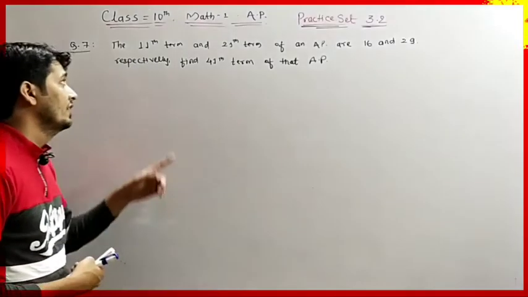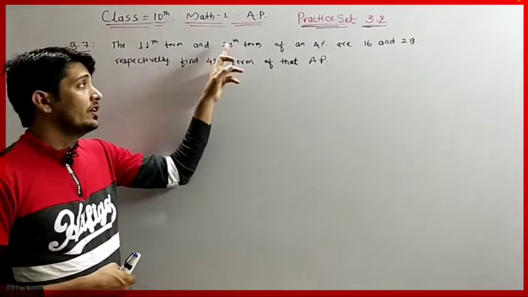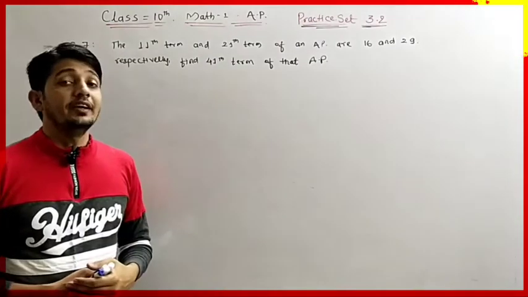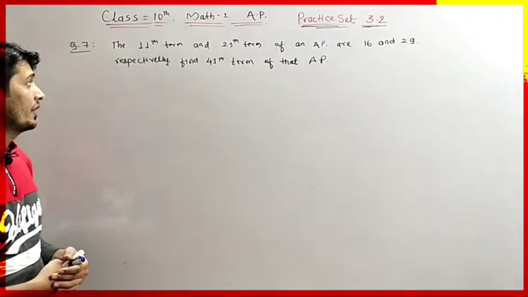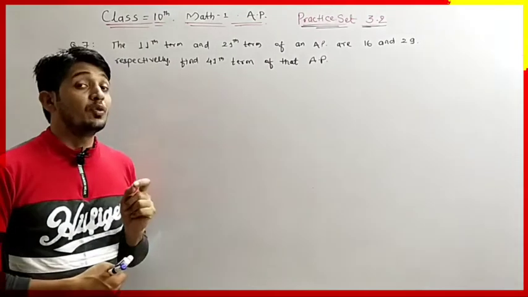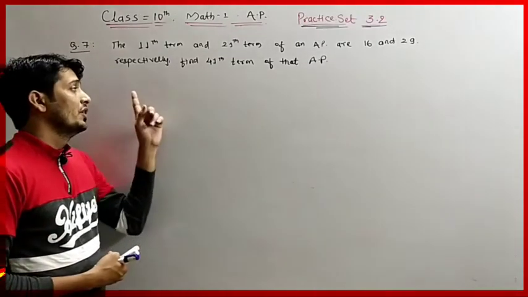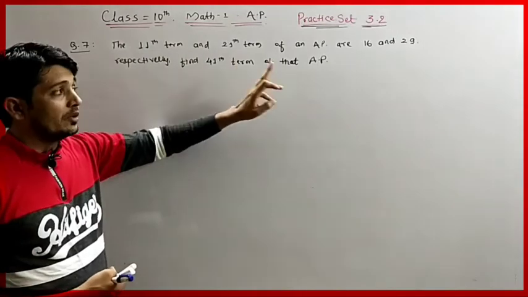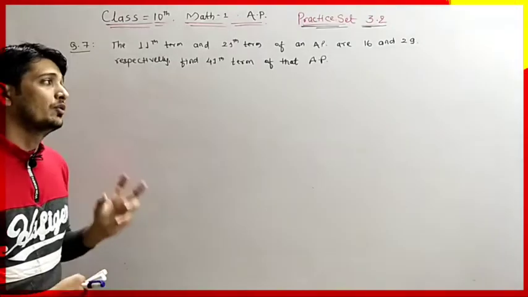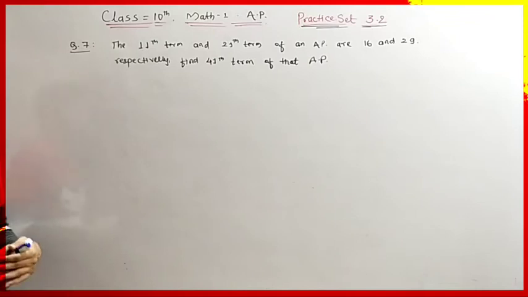question number 7. Question number 7 says the 11th term and 21st term of an arithmetic progression are 16 and 29 respectively. Then find the 41st term of the arithmetic progression. So we have two terms of the arithmetic progression, the 21st and 11th term. First we have to write the given part, then we will solve. So what is given?